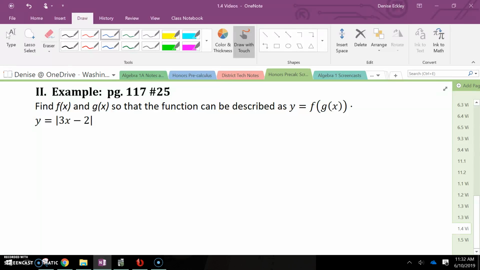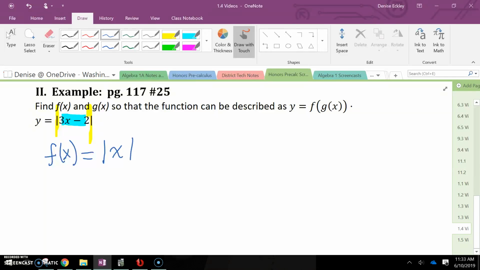What I've tried to look at is, is there a defined outer function and inner function that I can see? And in this case, I have absolute value bars there, which is itself a function. And then on the inside, I have 3x minus 2, which is the equation of a line. So on the outside, I have an absolute value function. So that could be my f. So f of x is equal to the absolute value of x. So that's one way to define f.